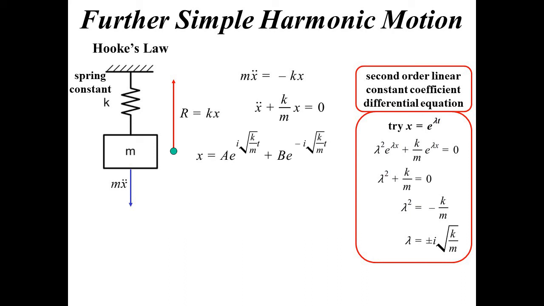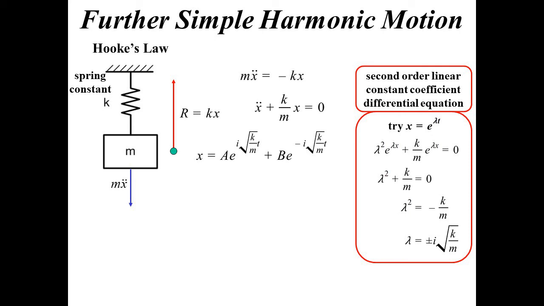Okay, so my solution, remember, is x equals e to the lambda t. So I'm going to have e to the i root k on m t and e to the minus i root k on m t and multiples of those. That would be the logical solution to this problem. And you could go and differentiate a couple of times and prove that it does indeed work.